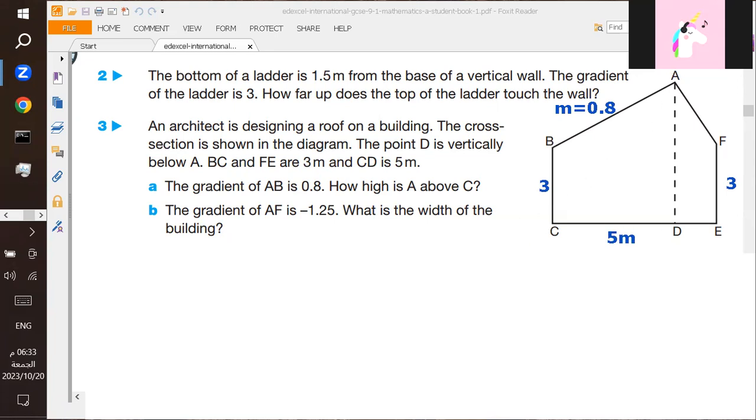Which is this one, so the whole line AD. Same idea with B: once we finish this one, we will do B. So first thing we need to find AD. First, we need to divide this shape into triangles, so that we can work. This is one triangle and this is another triangle.